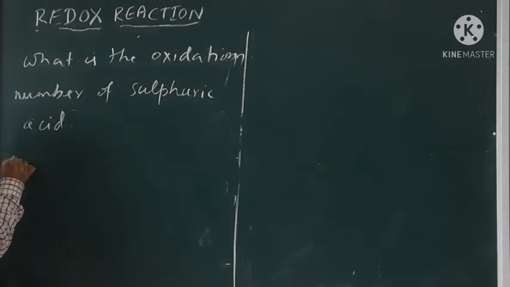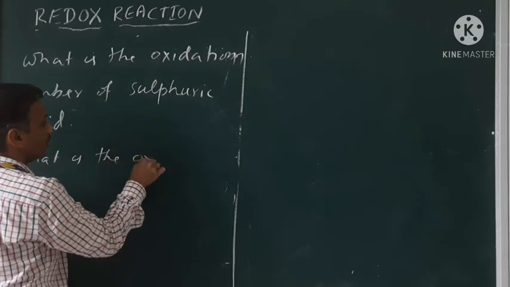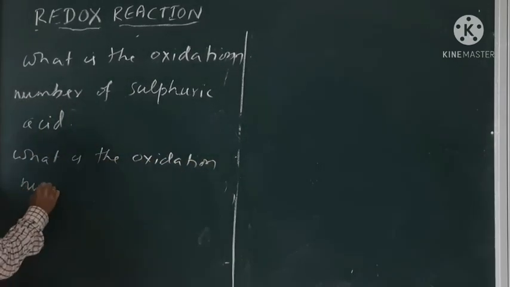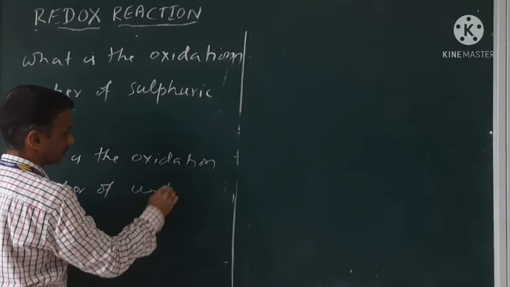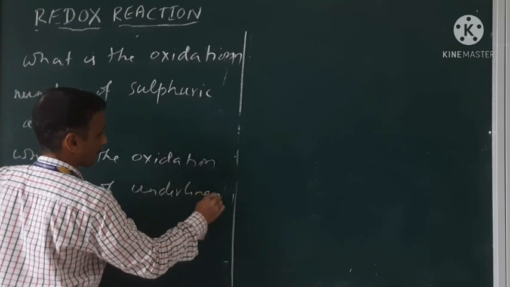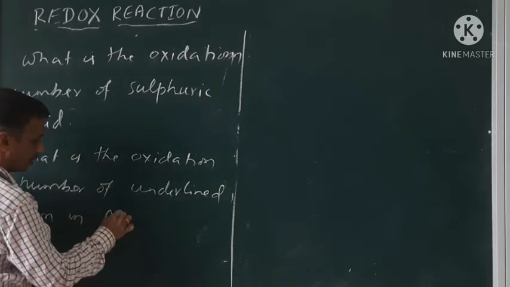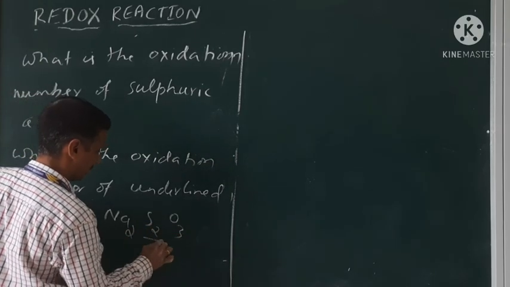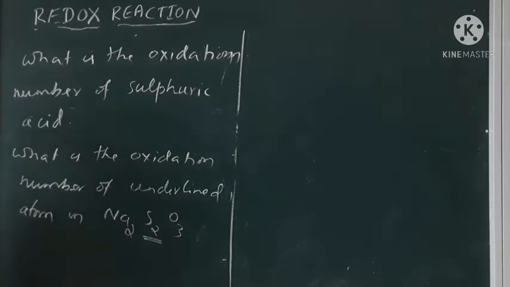Or, what is the oxidation number of the underlined atom in Na2S2O3? They underline the sulfur. So that is the other question category.